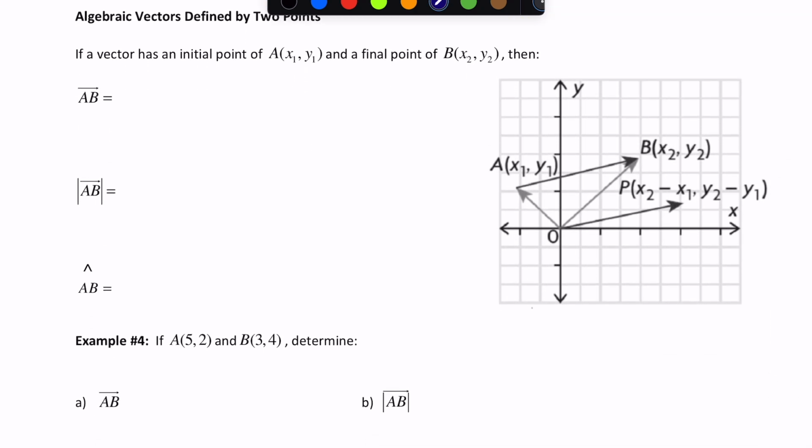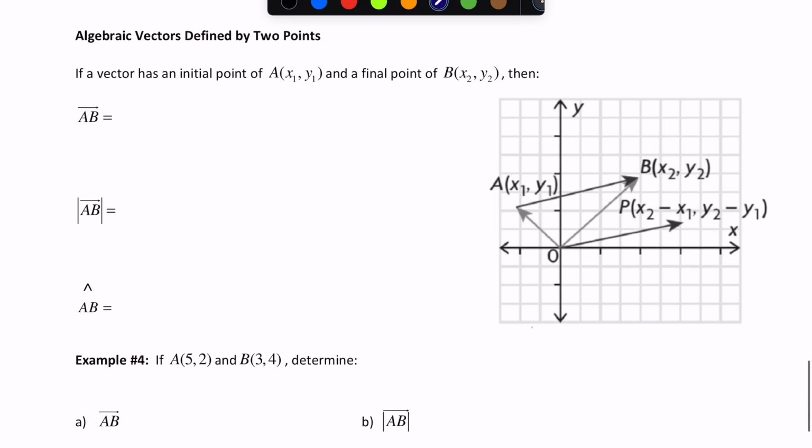Okay, and so continuing on, we're looking at algebraic vectors defined by 2 points. Again, here it says if a vector has an initial point of a, which we'll define as x1, y1, and a final point of b, x2, y2, then we want to find, first, the vector ab.